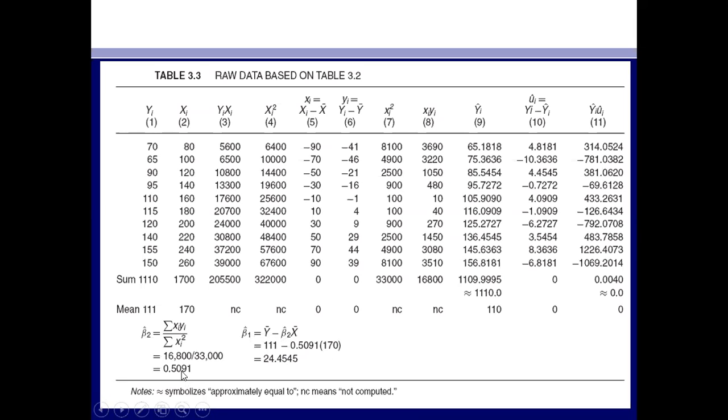Because the formula for beta 1 hat, the intercept, is y bar minus beta 2 hat x bar, and beta 2 hat is obtained as 0.5091, and we know y bar is 111 and x bar is 170, if you put everything in, beta 1 hat comes out to be 24.4545. So 0.5091 is the OLS estimate of beta 2, and 24.4545 is the OLS estimate of beta 1.